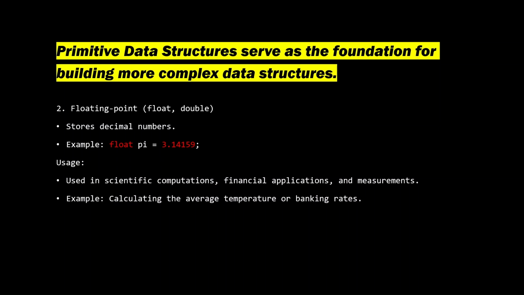Floating point stores decimal numbers. For example, here we can see a variable called pi, which holds the value of pi, and the data type of this variable is float. Float is used in scientific computation, financial applications, and measurements. For example, calculating the average temperature or banking rates.